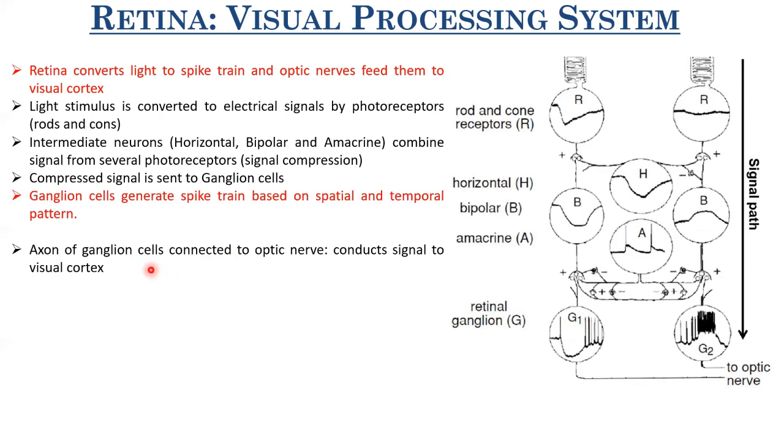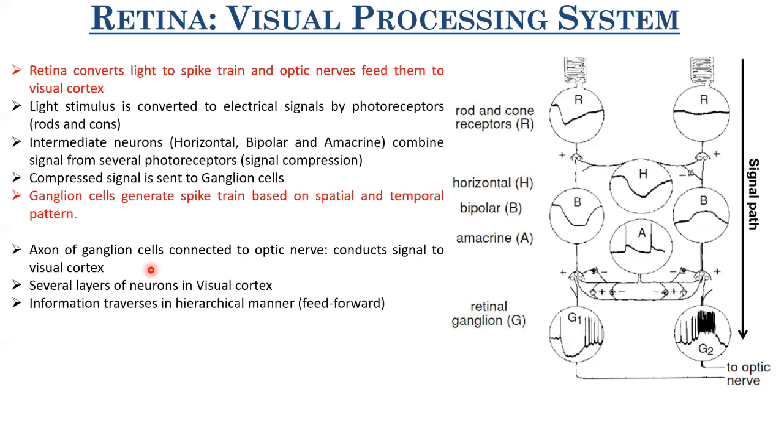Now, how does the visual cortex process this signal? The visual cortex has several layers of neurons, arranged in a hierarchical form, so the information traverses in a hierarchical manner. Information is fed into the first layer of neurons, then goes to the second layer, then the third layer, and there's no feedback here. This kind of propagation is called feed-forward propagation. If there's feedback, it's called back propagation, which is very common in neural network training, and that we'll discuss in the next lecture.